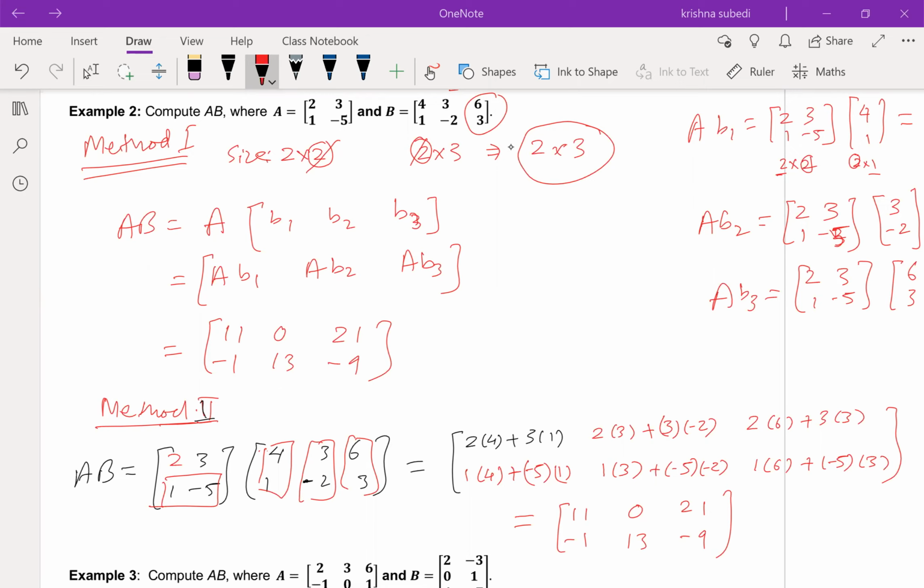A lot of the time you can do these calculations in your head, by the way. You don't have to show all of these. You can just directly write 2 times 4 is 8, 3 times 1 is 3, so 8 plus 3 is 11. So you can go from here directly to there if you like.